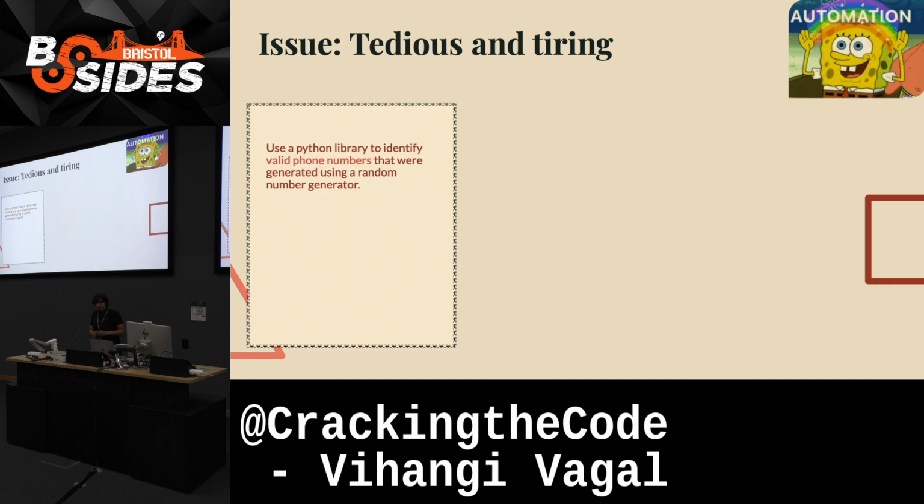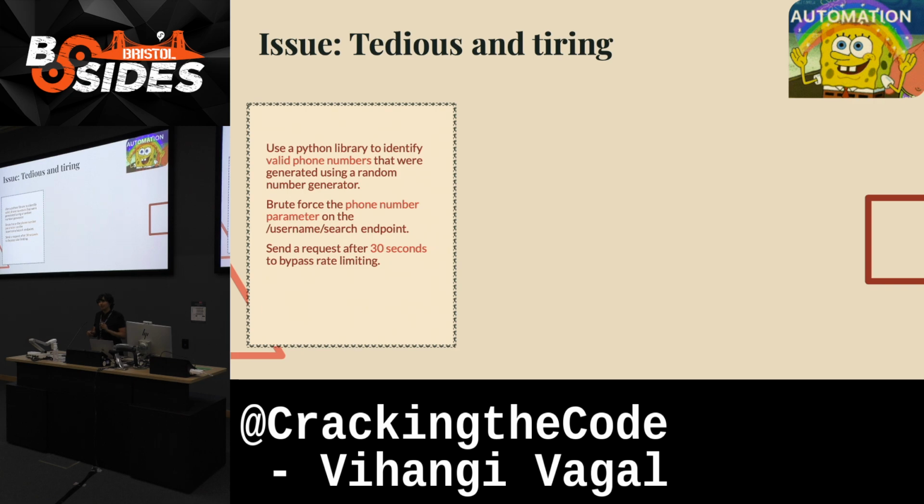So, generate a list of random numbers, then use a Python library to validate whether these phone numbers are valid or not based on the country code. Then use the first endpoint to search for phone numbers and collect a list of valid user IDs. Hold on, there was a problem. There was rate limiting. But the rate limiting reset after every 30 seconds. So why don't we pace our requests?